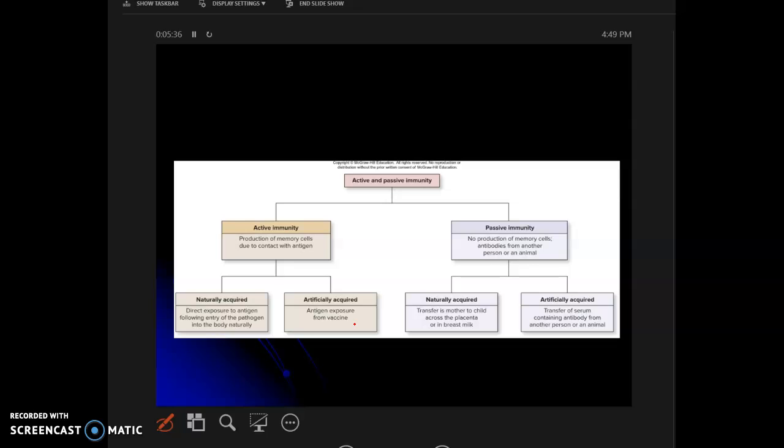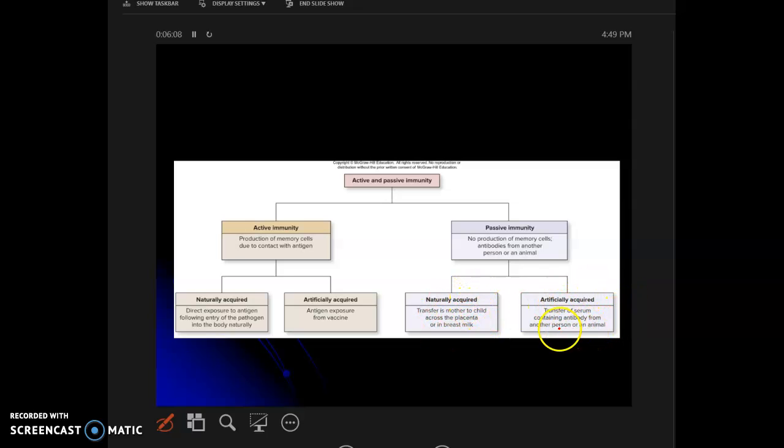Passive immunity, again, can be naturally acquired. Here it is from the transfer of the antibodies from the mother to the child or to the fetus. In the fetus, naturally the IgG are going to cross over via the placenta. Or if you remember, the IgA is going to be produced in the colostrum and the baby gets it. Either case, this is naturally acquired.